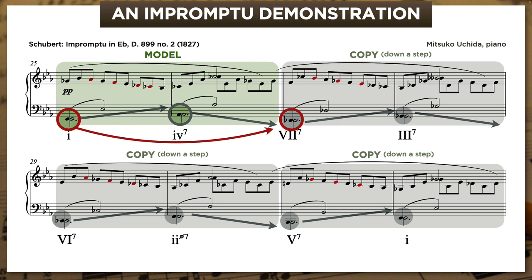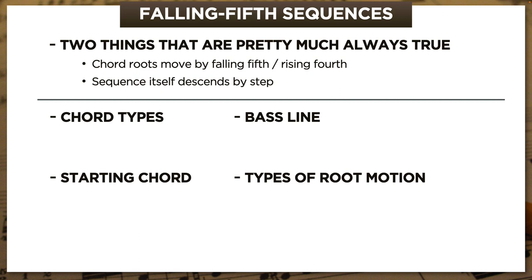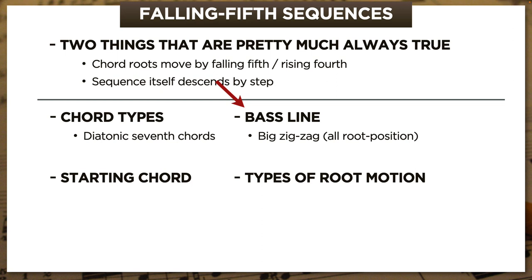So if these 2 points are clear, we can start looking at some of the variables involved, because there are a lot with this type of sequence. For now, let's consider 4. Chord types, bass line, starting chord, and types of root motion. In this first Schubert example, we saw that the chords were generally diatonic 7th chords. In other words, 7th chords that used the notes in the key. The bass line, as we saw, was the big zigzag that results from all the chords being in root position. The starting chord was the tonic, which it often is.